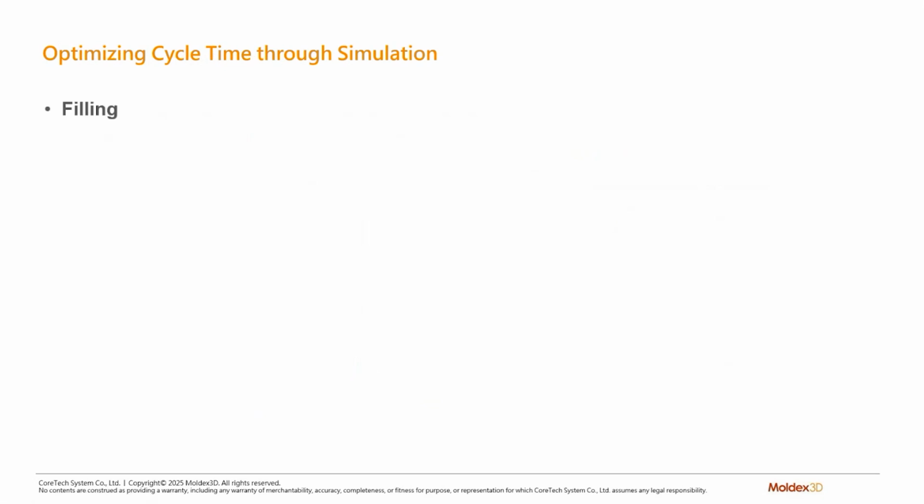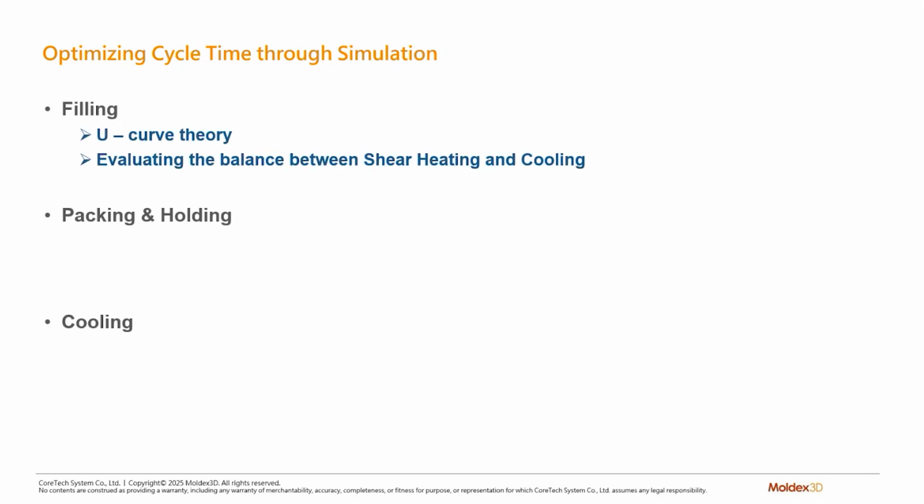Optimizing cycle time through the simulation. So in the filling stage, we'll be looking at 2 different methodologies. One is the U-curve theory, and second is looking at balancing the shear heating versus the cooling. For packing, we'll be looking at determining the gate freeze time and also how to use the molten core result, and also look at additional factors to consider while optimizing the packing time.